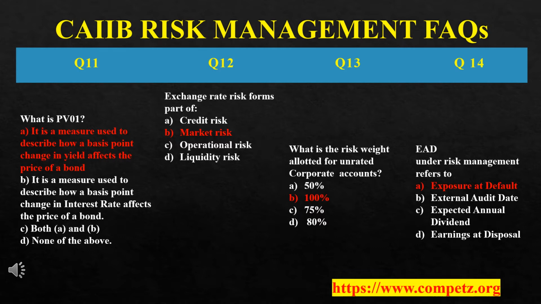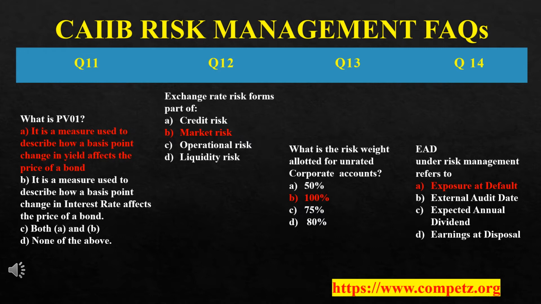The first option is it is a measure used to describe how a basis point change in yield affects the price of a bond. Second option is it's a measure used to describe how a basis point change in interest rates affect the price of a bond. Third is both A as well as B. Fourth option is none of the above. So what's the answer here? The answer is A option, that is PV01 is a measure used to describe how a basis point change in yield affects the price of a bond.